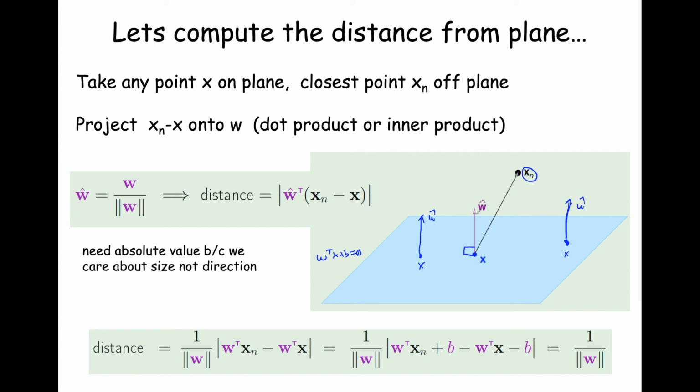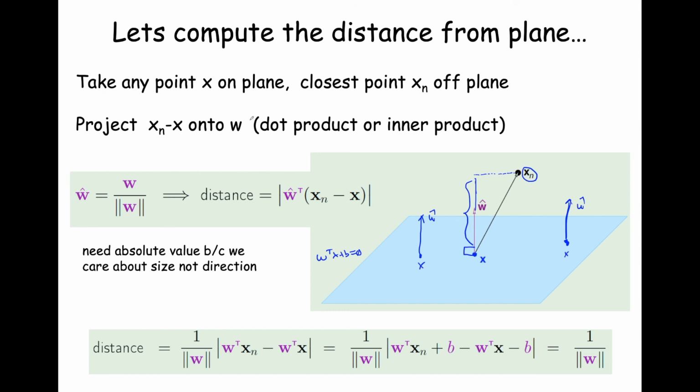Well, if this is my W vector, we know the direction of the W vector. What we need now is the projection of this closest point off the plane onto this W vector. That projection is going to be the distance between Xn off the plane and the hyperplane. So we need not the magnitude of W, but the unit vector in the direction of W. We already know that W is orthogonal to the hyperplane, but we need the unit vector because all we care about is the component of this off-plane point in the direction of W, which is orthogonal to the hyperplane.